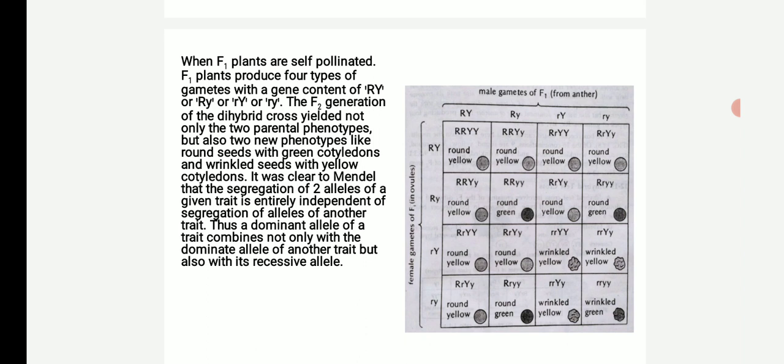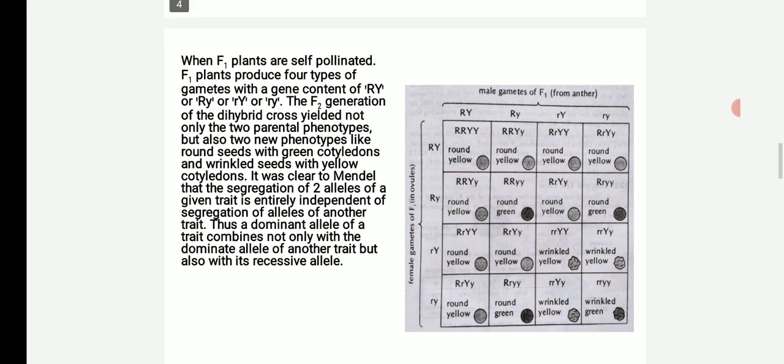It was clear that Mendel observed the segregation of two alleles of a given trait is entirely independent of segregation of alleles of another trait. Thus, a dominant allele of a trait combines not only with the dominant allele of another trait but also with its recessive allele.